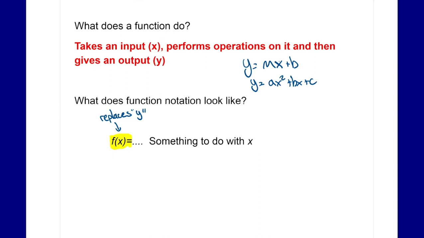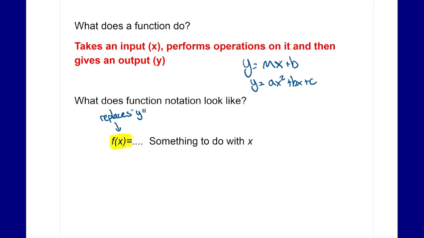If I look at the above examples, instead of y, I would have this representation. So it'd be this and then equals mx plus b, or this and then equals ax squared plus bx plus c. So this whole thing is some sort of calculation, some sort of expression that has the x variable in it.